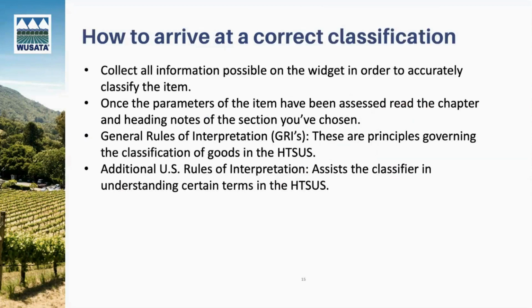So how to arrive at a correct classification? Collect all the information about the product, go down the list of which category, which section, which heading it should be in. And there's something known as the general rules of interpretation. I'm going to cover that in the next slide. But it's very important that you know that customs uses these GRIs in order to come up with the correct classification. And the harmonized code for your chapter, for your product, also has section notes and chapter notes of inclusions and exclusions, which you should read as well.